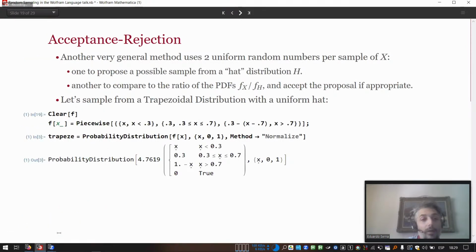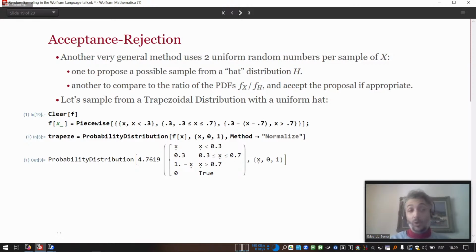Okay. So now let's look at another very general method, which is called acceptance-rejection. And in its simplest form, it uses 2 uniform random numbers per sample. Suppose the Box-Muller was using 2 and giving you 2. This is using 2 and giving you 1.